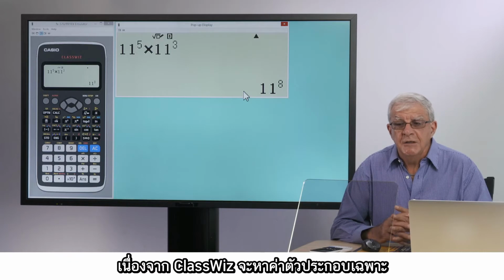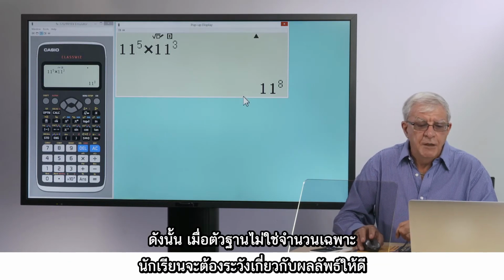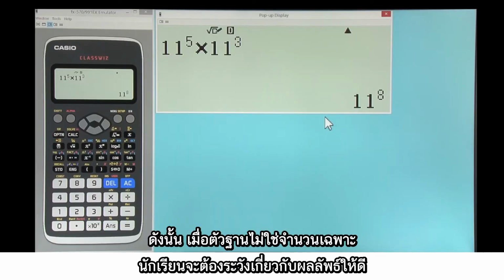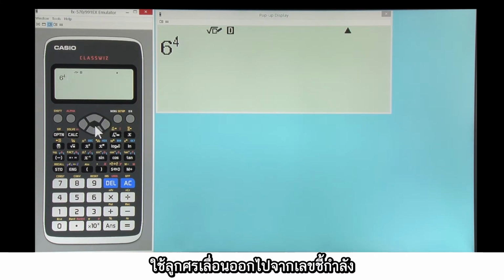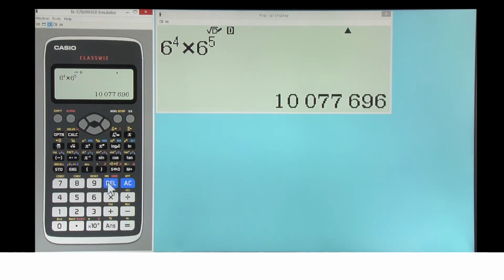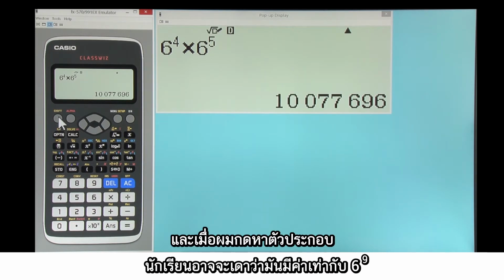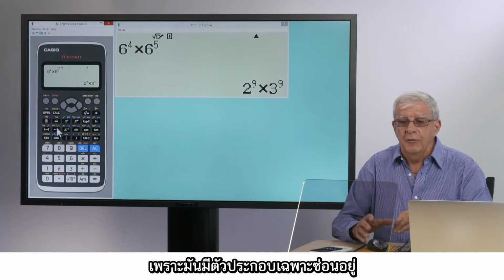Because ClassWiz finds prime factors, when the base is not a prime factor, students will need to think carefully about the results. For example, 6 to the power 4, and use the arrow key to move out of the power, multiplied by 6 to the power 5. I forgot to press the power key, 6 to the power 5. And when they find the factor, students might expect it to be 6 to the power 9, but it's not 6 to the power 9 because it's prime factors that are involved.